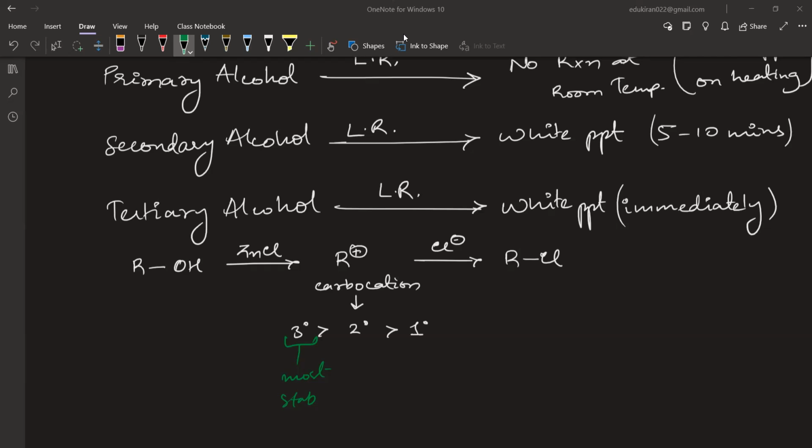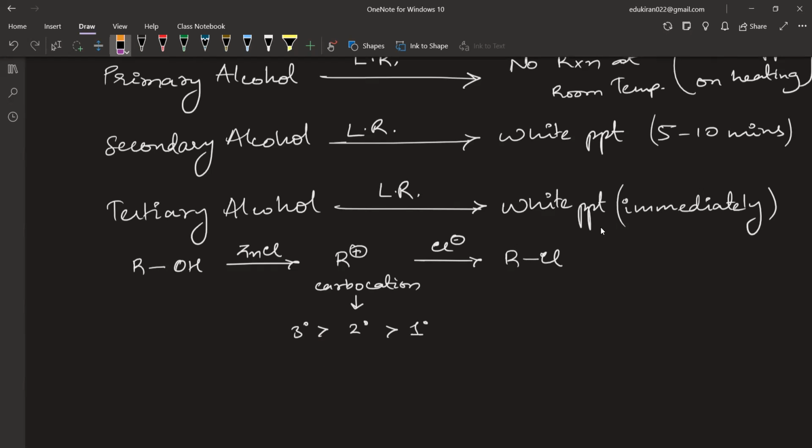The question is, which carbocation will be formed first? In primary, secondary, and tertiary, which carbocation will be formed first? The most stable one, that is the 3 degree one. So whenever we are talking about the stability of carbocation, we will predict only the formation which is getting formed fast, not which is getting reacted fast. Is this clear? Yes or no? Please tell me. Yes, sir. Okay, please remember this point.